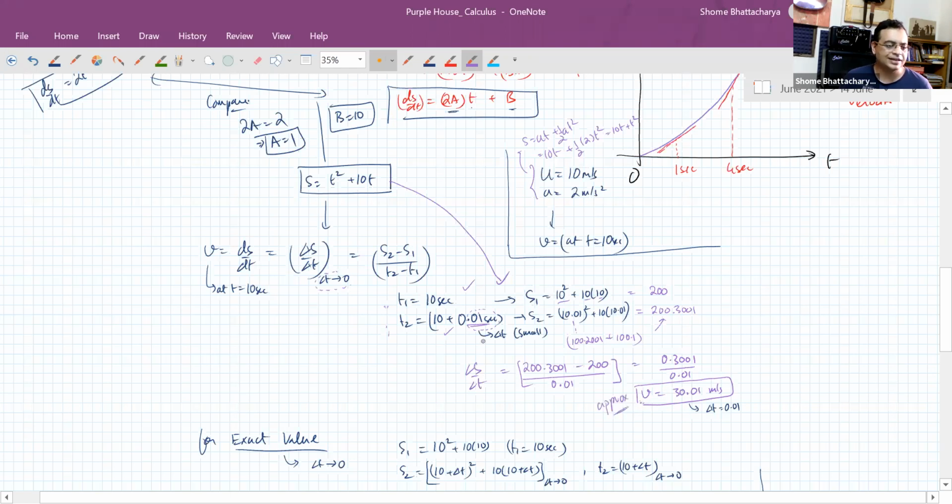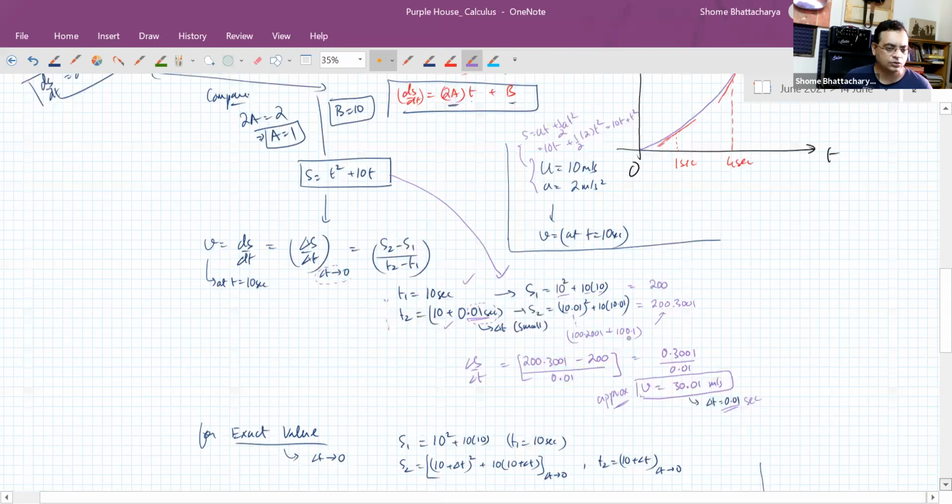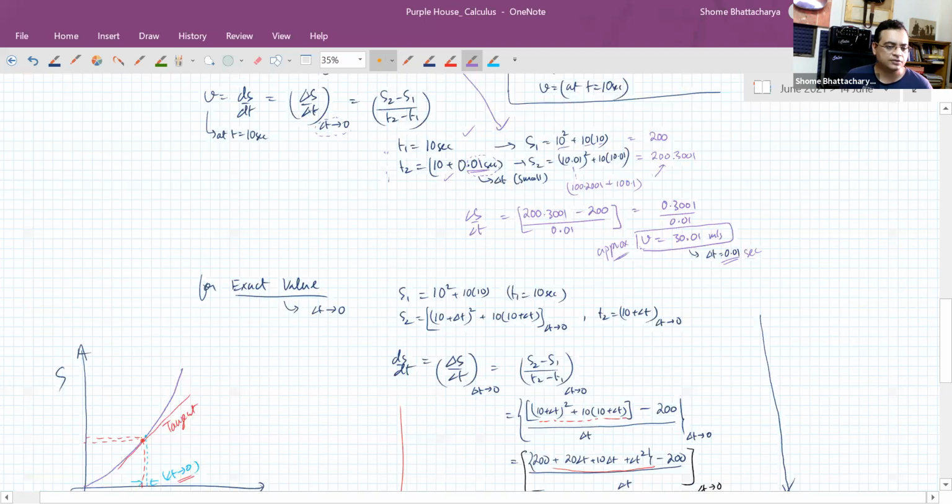Because I've not taken delta t tending to 0. I've just taken delta t equal to 0.01. But by improving the maths a little bit further, instead of taking delta t as some small value like 0.1 seconds, next what I've done is I've taken delta t tending to 0. And tending to 0, I've shown that it should be exactly equal to 30 meters per second.